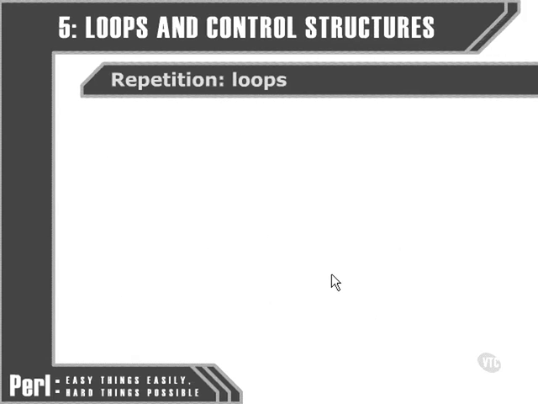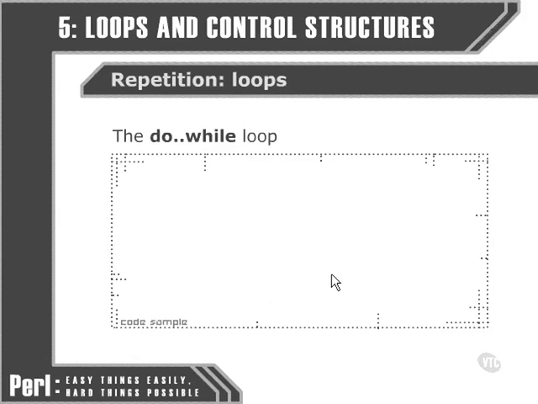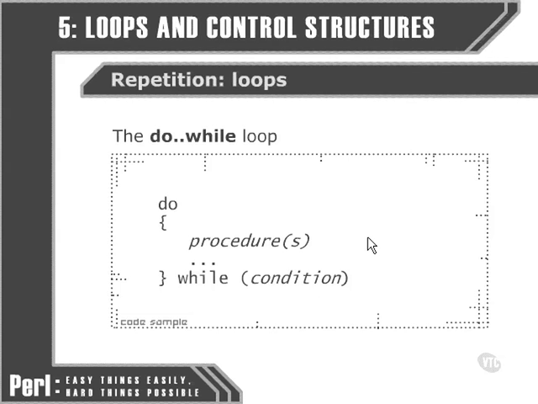There's another kind of loop called the do-while loop, and the do-while loop has a very similar structure, but instead of putting the condition first, the first thing we ask it is to carry out the procedural block. So it carries out all the statements inside the block, and then a condition is specified at the end.